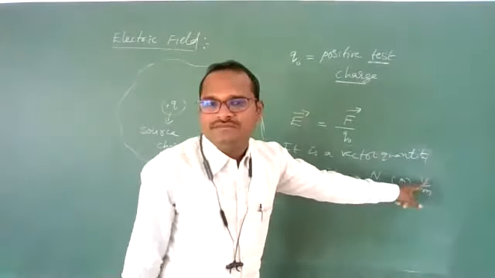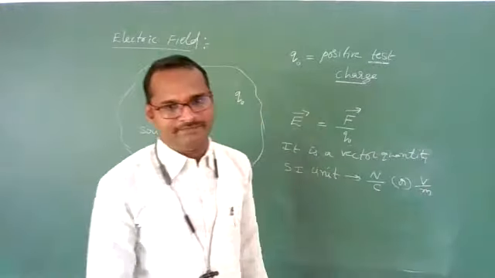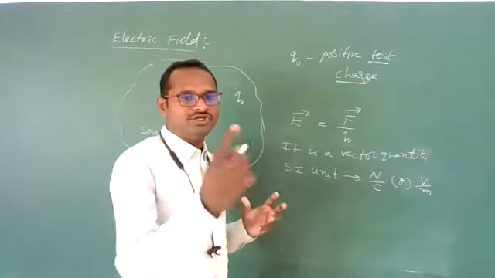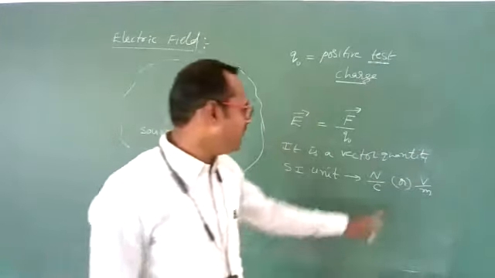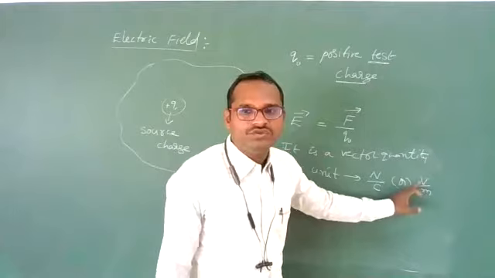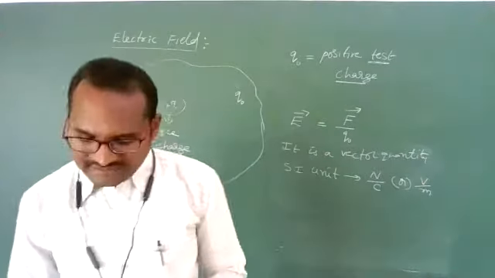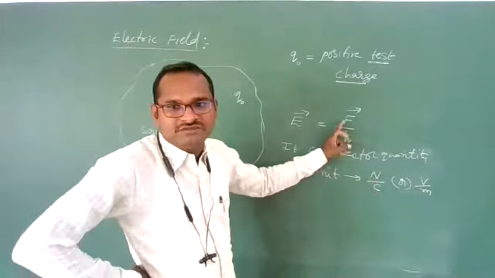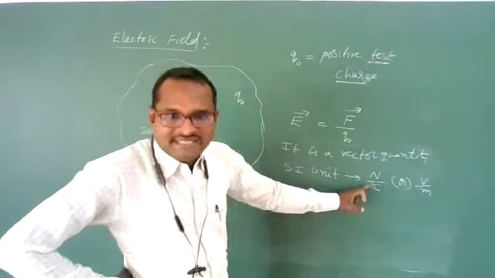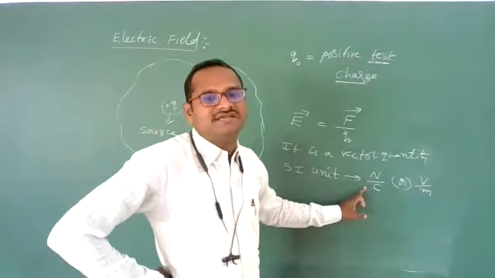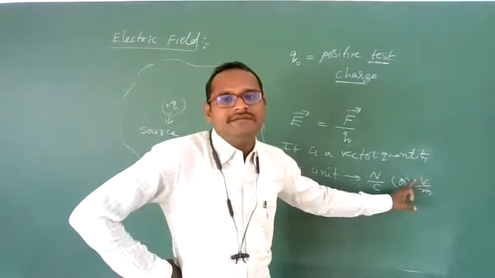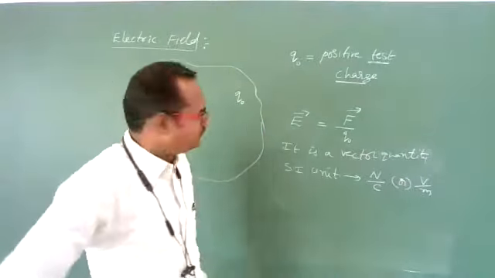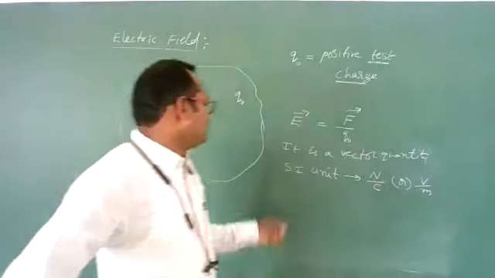How will it come? I will show you in the next chapter, when we discuss electric field as a potential gradient. The SI unit of electric field is Newton per coulomb, from this formula, and there is another unit for electric field, that is volt per meter. Remember this. I will explain how it comes later, because you don't know that formula yet. Okay, so the SI unit is over.